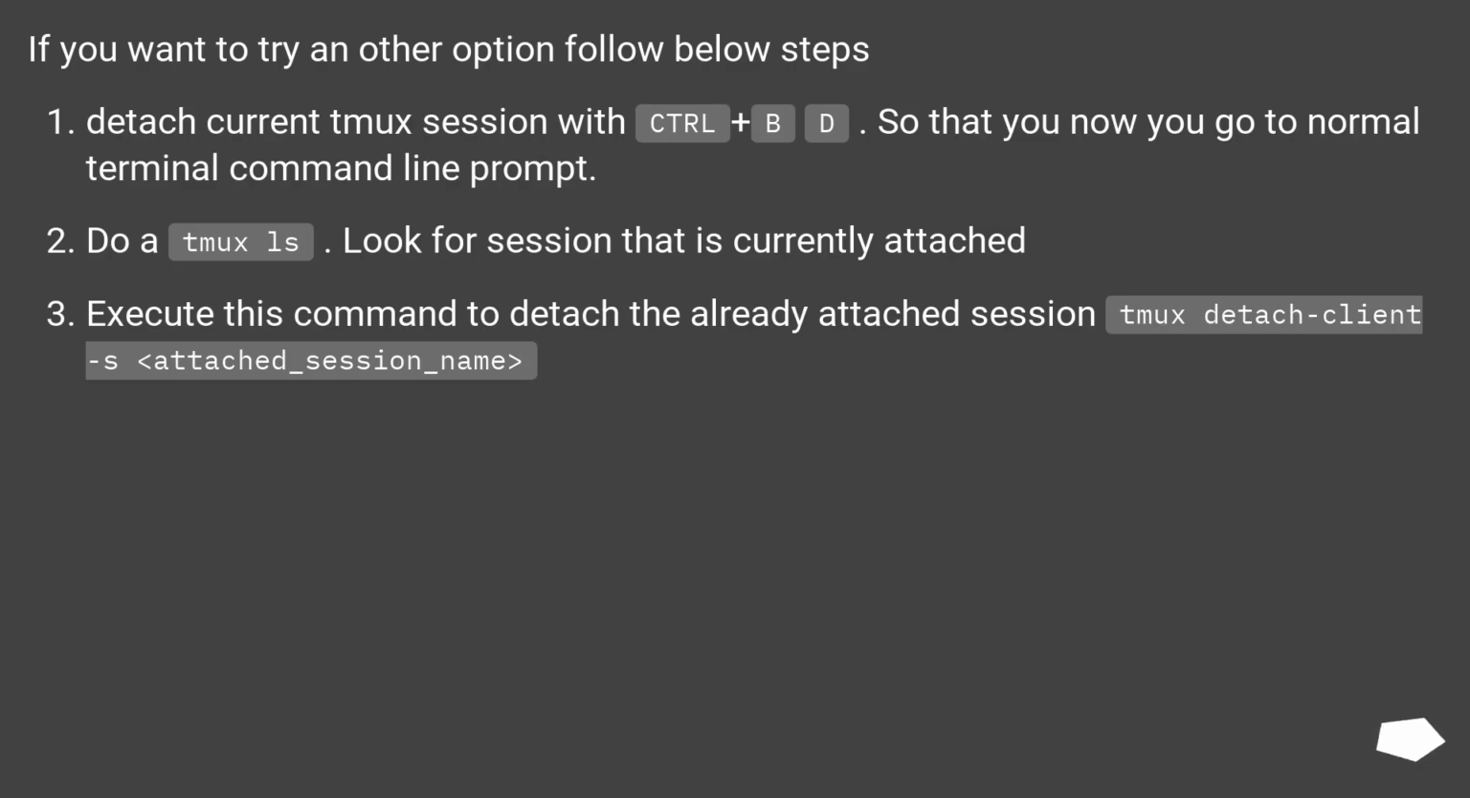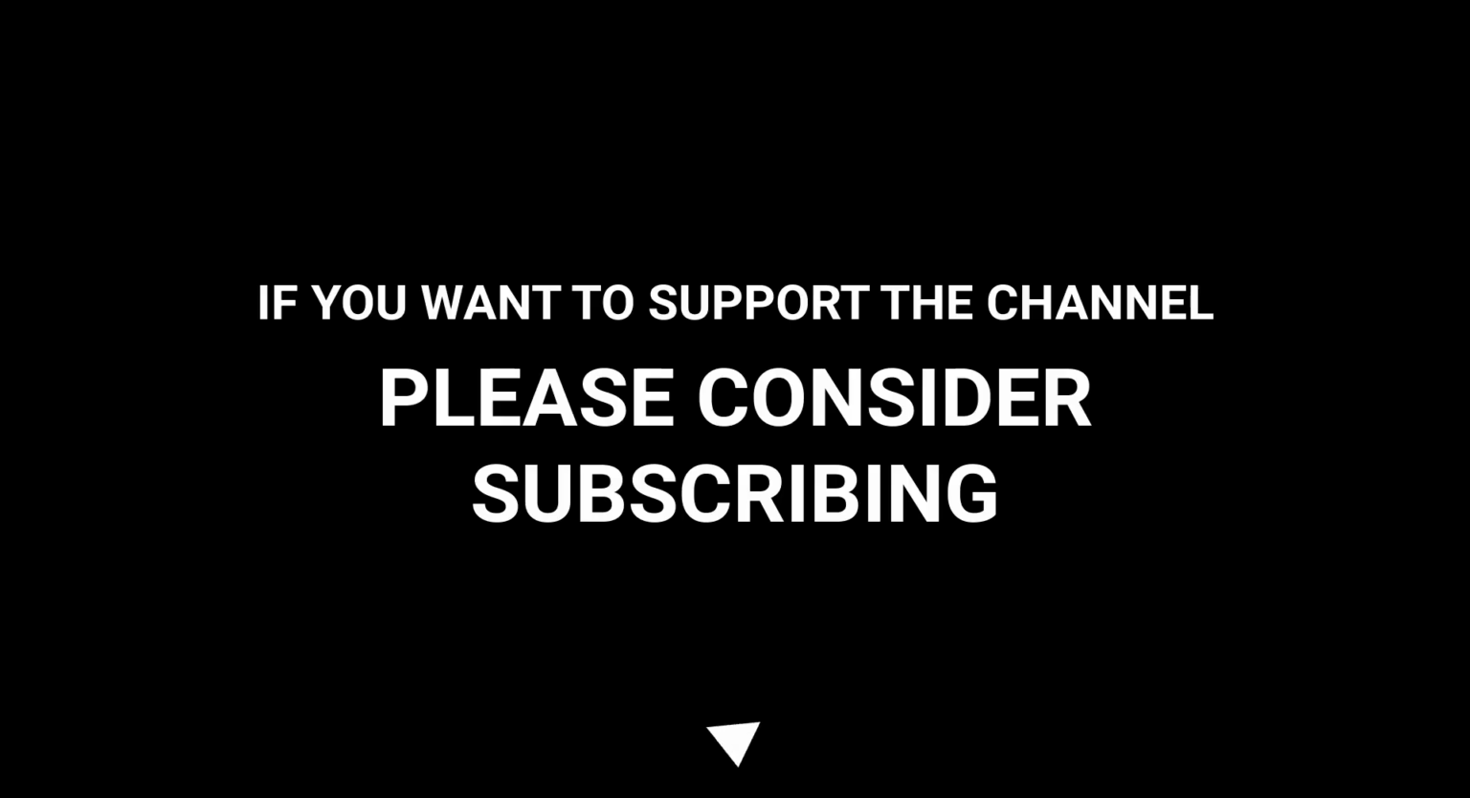If you want to try another option, follow these steps. Detach the current tmux session with Ctrl+B D, so that you go to the normal terminal command line prompt. Do a tmux ls. Look for the session that is currently attached. Execute this command to detach the already attached session: tmux detach-client -s attached_session_name.